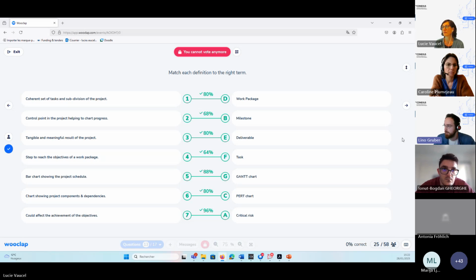And finally, we've got a critical risk, which almost every one of you guessed right. It's an event that could happen during the project implementation, and that could have a negative impact on the achievement of the project objectives.